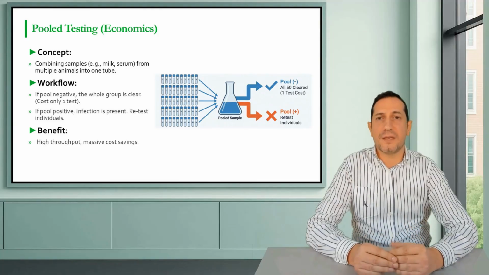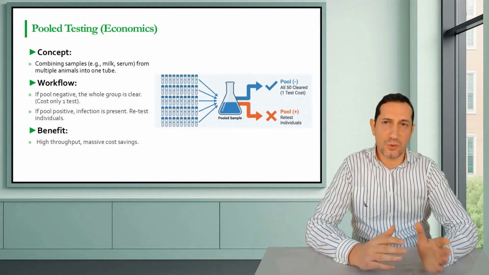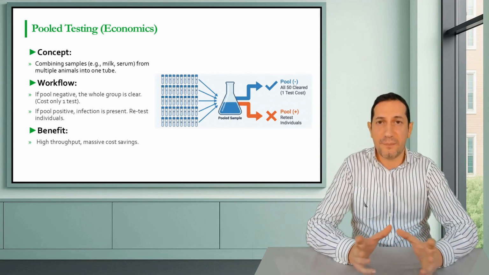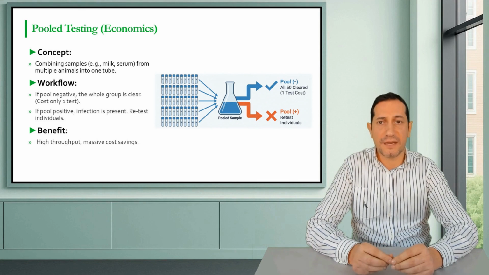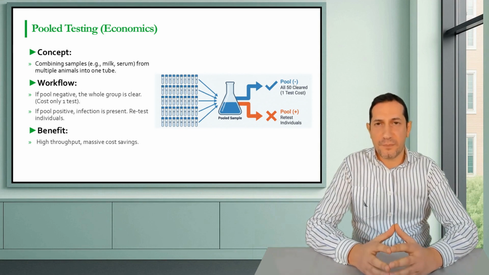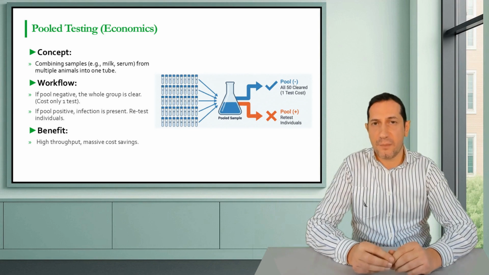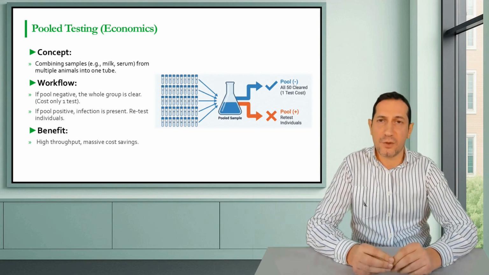Veterinary surveillance is often limited by budget. Pooled testing is the economic solution. Imagine we need to test 1,000 milk samples. Running 1,000 separate PCR tests is too expensive. Instead, we can mix the samples into batches of 50, which runs 20 tests on these pools.